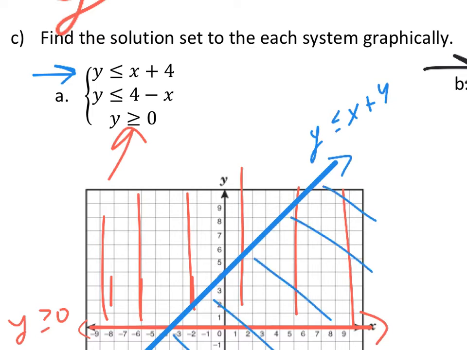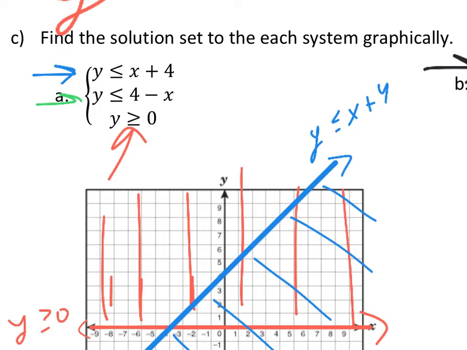Again, my shading's not pretty. It's just getting the job done. So far, I can clearly see that if I was done, the solution would be where both of those 2 colors are on top of each other, where the shaded regions are mixing or crossing. But I'm not done. I do have one more. So the last inequality is this one here.